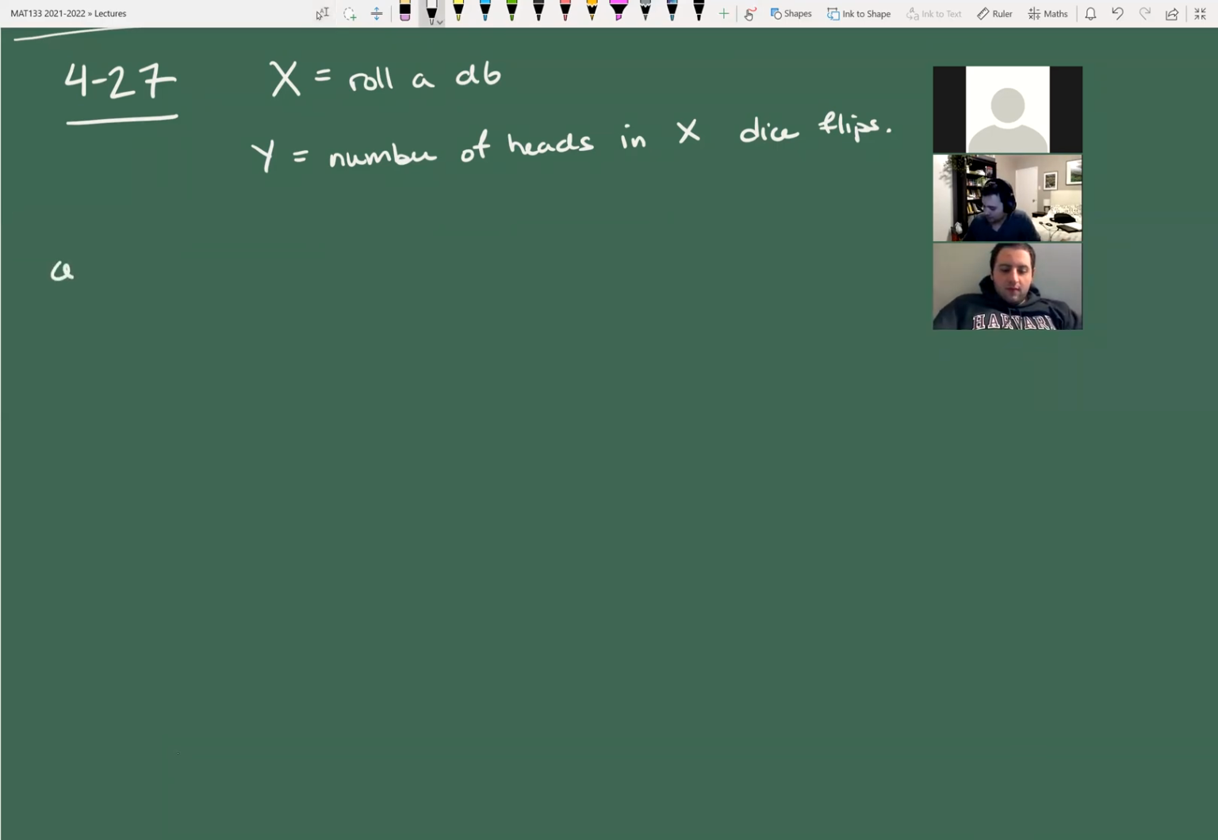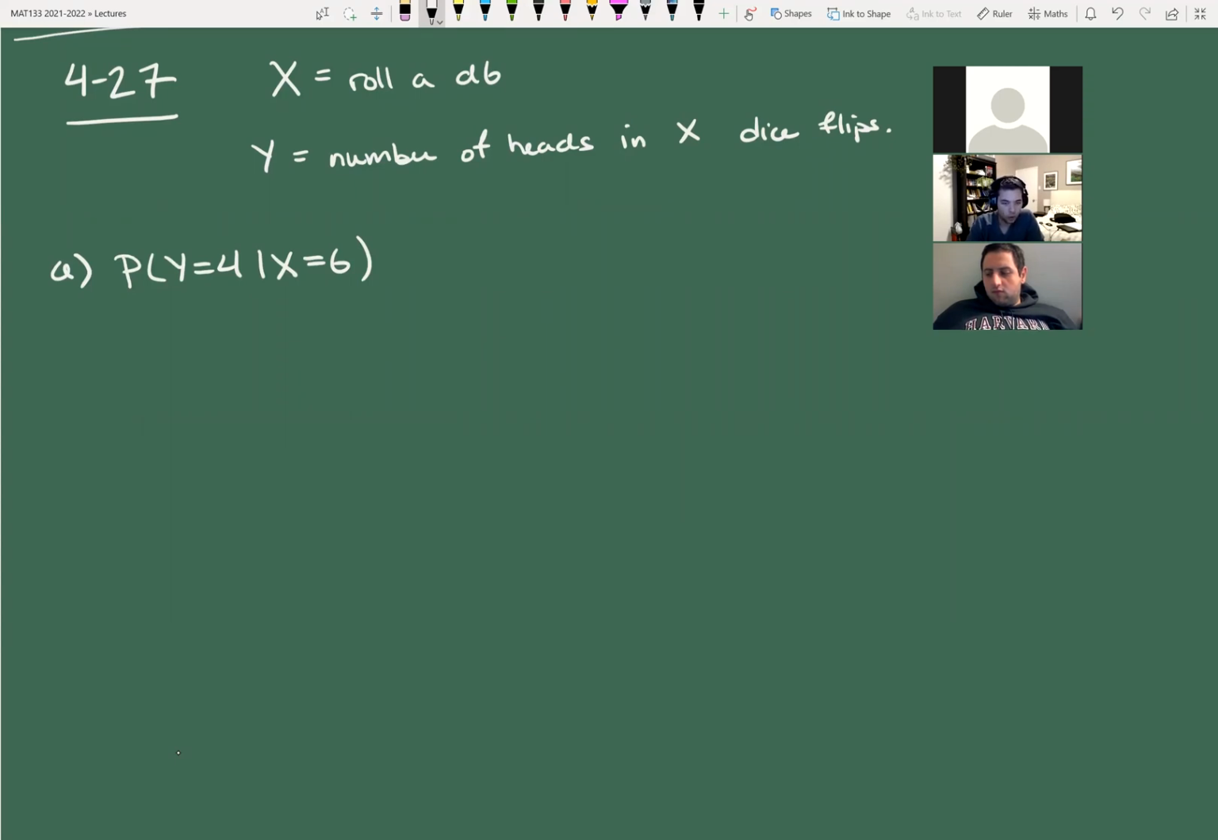Okay. So question A is compute y equals 4 given x equals 6. Now, this isn't really a conditional probability question. It kind of looks like it, but it's not. Because if we translate what this is asking to English, what does it say? What are we trying to determine? Not expected value, not yet. Yeah, exactly. So we're trying to determine the probability that y equals 4 given x equals 6.